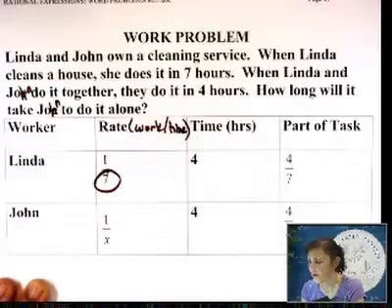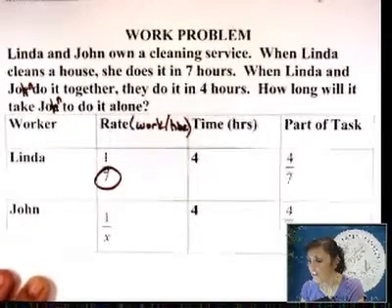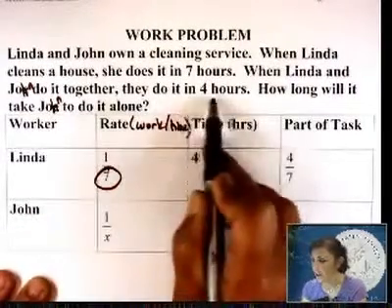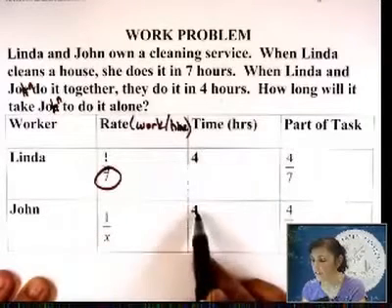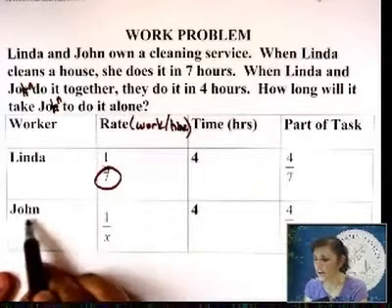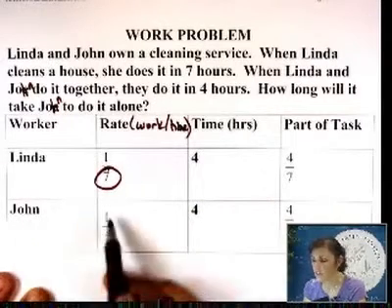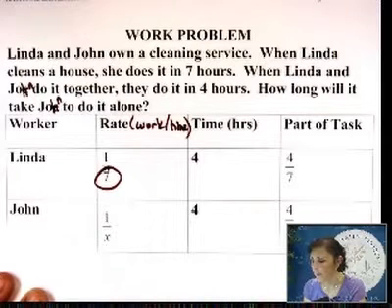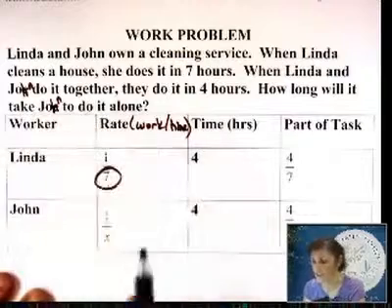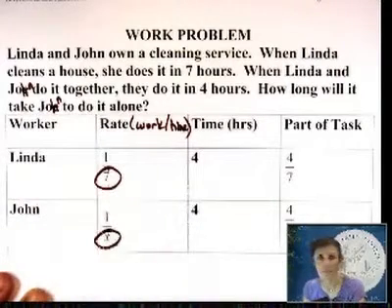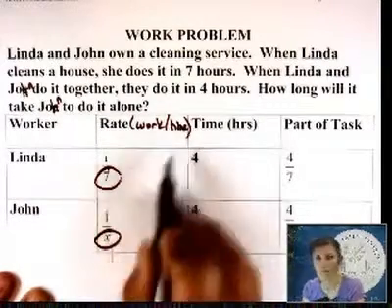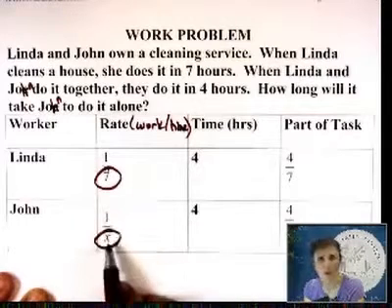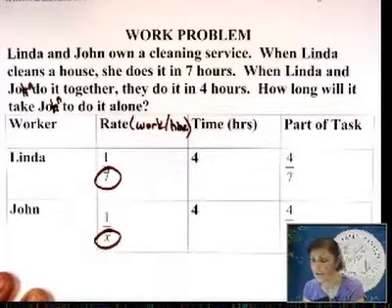But they are working 4 hours together. Now let's put down John. John does 1 house cleaning, but I don't know how long it takes him to get it done. So the X is when he does it by himself. So that's work per time, 1/X. 1 work in X hours. I don't know how long he takes.